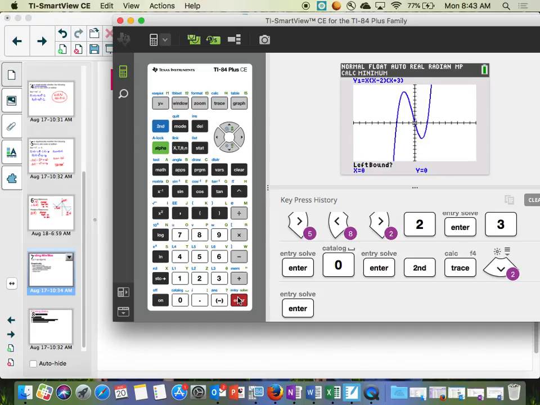Hold on. Is everybody to where we are? I think that our minimum is right here. So some of you have already seen this. It says left bound. That means it wants you to get your cursor just to the left of where you think the minimum is. So if we think this is our minimum, I'm going to arrow over until my blinky dot is to the left of it, and I'm going to hit enter.